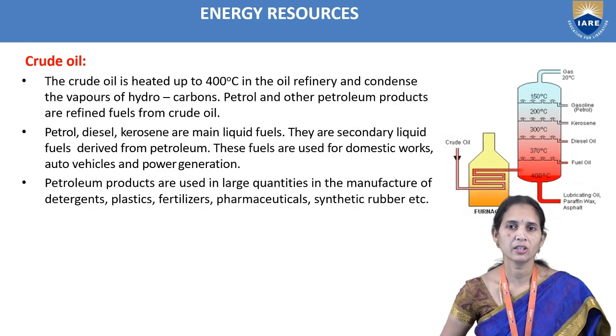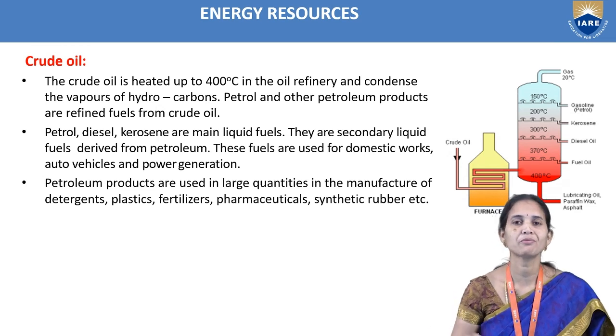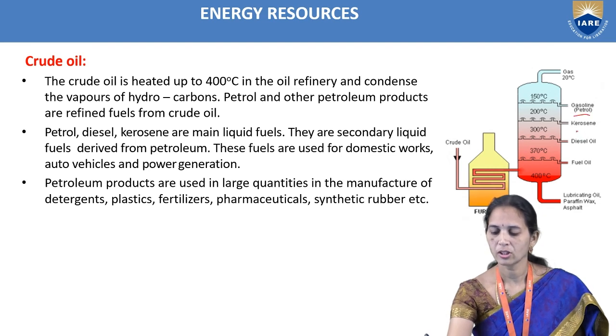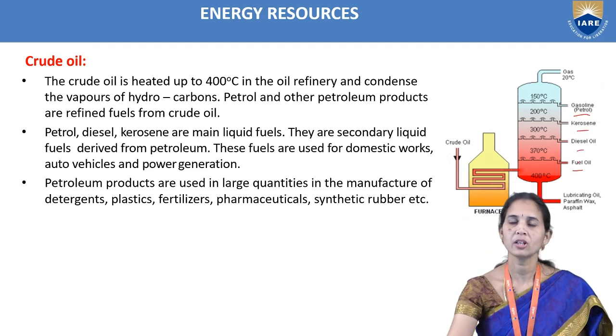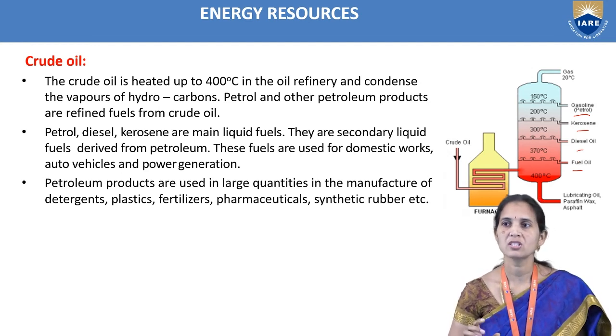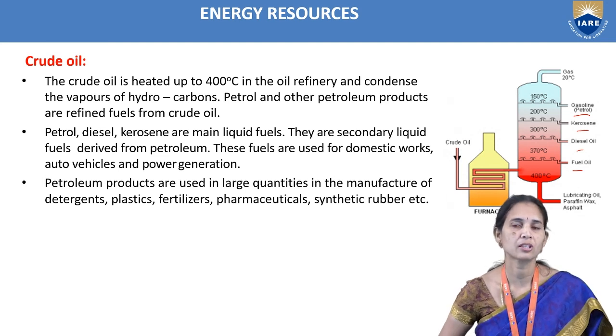So this crude oil we take and heat up to 400 degrees centigrade in the oil refinery, and condense the vapors of hydrocarbons, and petrol and other petroleum products are refined fuels from the crude oil. So we go for the fractional distillation process, and we get petrol, kerosene, diesel and fuel oil. According to their temperature ranges we collect the petrol, diesel, kerosene. These are the main liquid fuels. These are called secondary liquid fuels, which we derive from petroleum or crude oil.